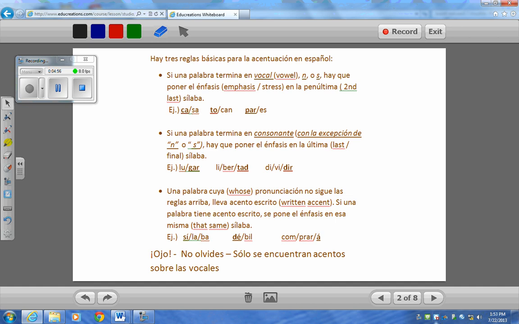If you know a word has an accent, it can't follow the rules. Can't follow rules 1 or 2, or it wouldn't need a written accent. Okay, so again, árbol, the written accent is on the A. Okay, and don't forget, guys, no olvides, solo se encuentran acentos sobre las vocales. You're never going to put an accent over a consonant, okay, other than like a tilde, which is sometimes referred to as an accent, would go over the N.